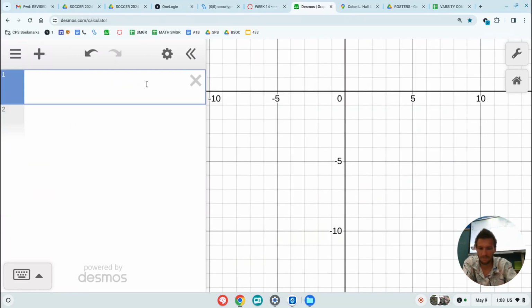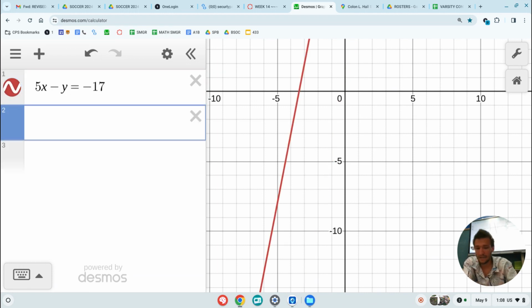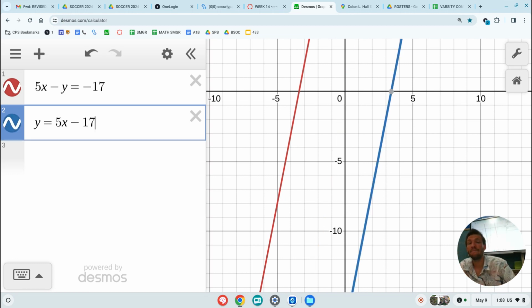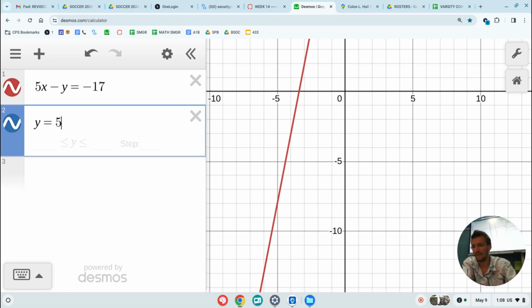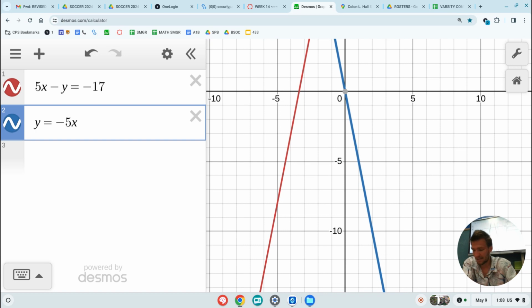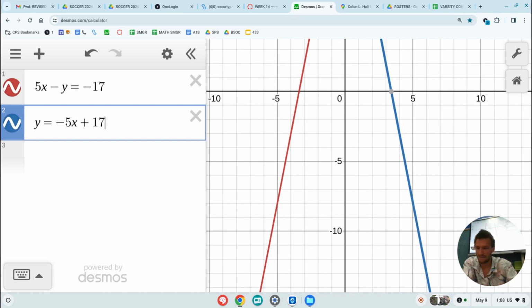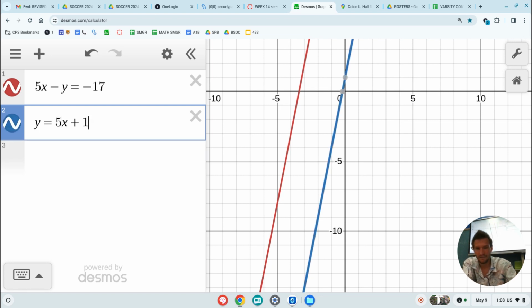Let's type in the question, 5x minus y equals negative 17. And let's try letter B, y equals 5x minus 17. Are those a match? Well, they kind of look parallel, but we want a match. We want a perfect match. I heard that it was D, so that means C should be wrong, negative 5x plus 17. That's definitely wrong. And so I heard it was the letter D, 5x plus 17, and that is a perfect match. The blue line goes right on top of the red.